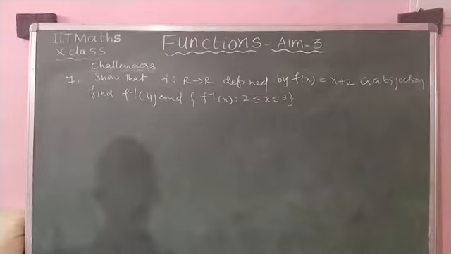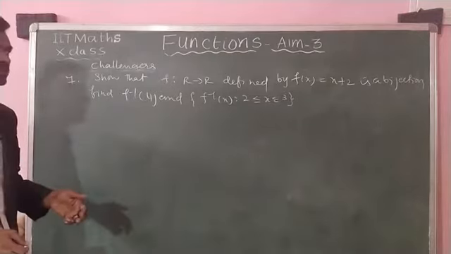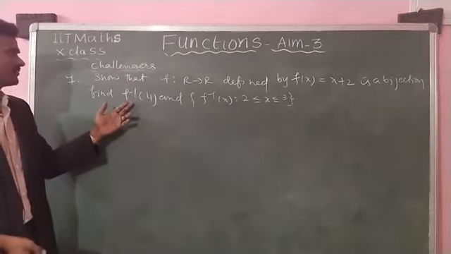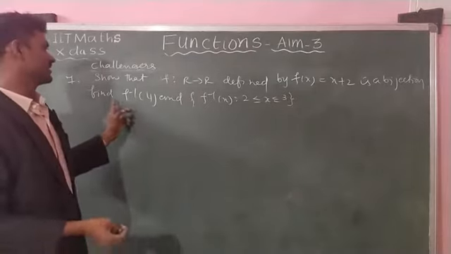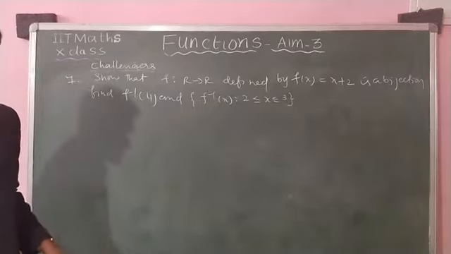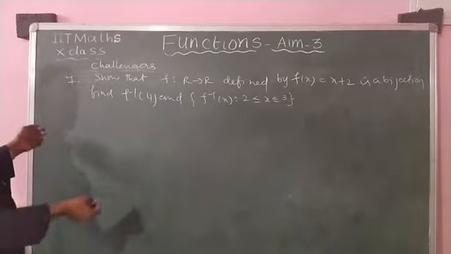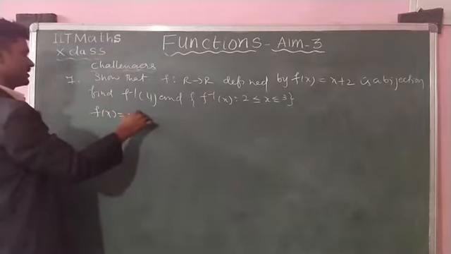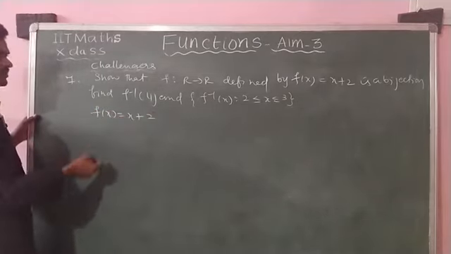Next, seventh problem. Let f be a mapping from R to R, defined by f of x is equal to x plus 2, a bijective function. Then find f inverse of 4, where f inverse of x is such that 2 is less than or equal to x is less than or equal to 3 as given. See here, f of x is equal to x plus 2. Then you can find first f inverse.